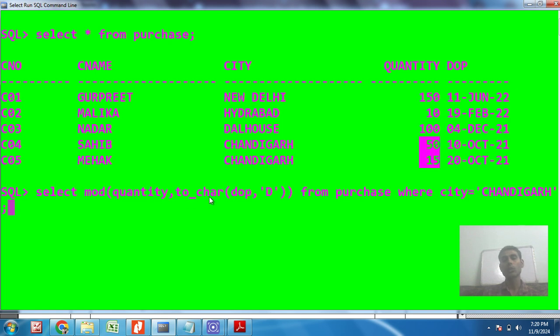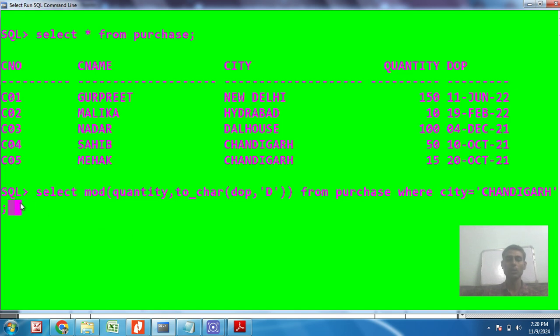Here TO_CHAR(DOP, 'D') is 1 and 4. So 50 will be divided by 1 and 15 will be divided by 4, and the MOD function will give me the remainder value after division. So select MOD(quantity, TO_CHAR(DOP, 'D')) from purchase where city equals Chandigarh. This will give me the output.